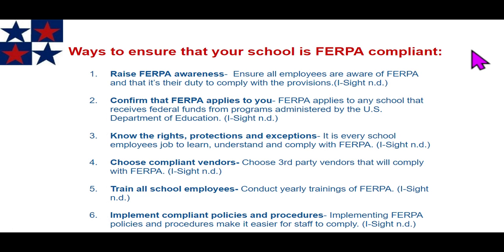Ways to ensure that your school is FERPA compliant. Raise FERPA awareness. Ensure that all employees are aware of FERPA and that it's their duty to comply with the provisions. Confirm that FERPA applies to you. FERPA applies to any school that receives federal funds from programs administered by the U.S. Department of Education. Know the rights, protections, and exceptions. It is every school employee's job to learn, understand, and comply with FERPA. Choose compliant vendors. Choose third-party vendors that will comply with FERPA. Train all school employees. Conduct yearly trainings of FERPA. Implement compliant policies and procedures. Implementing FERPA policies and procedures makes it easier for staff to comply.